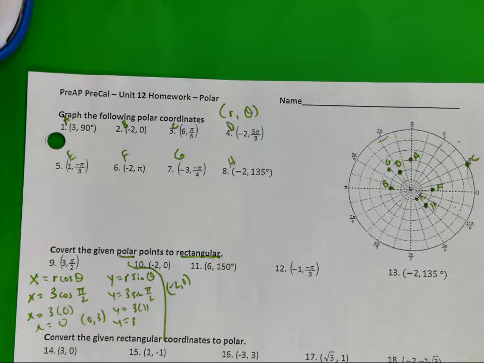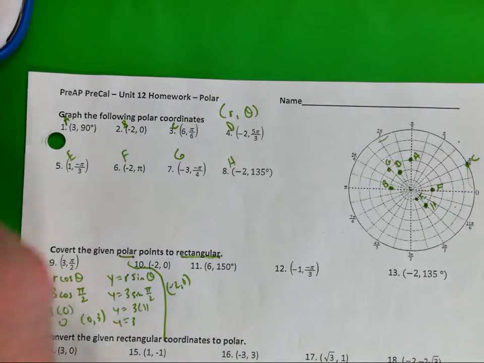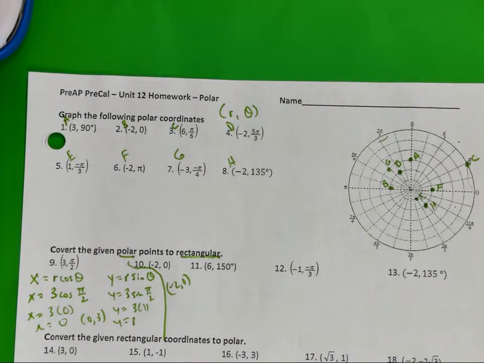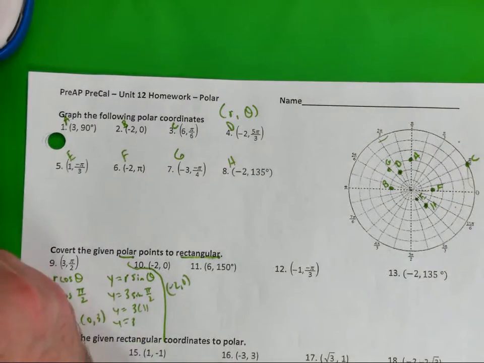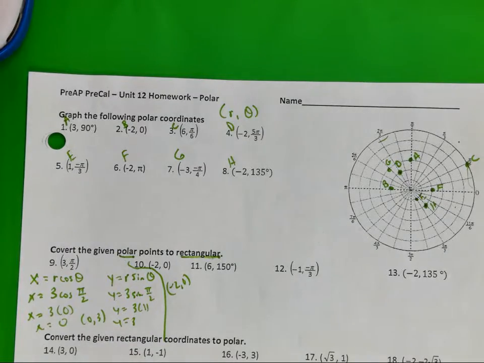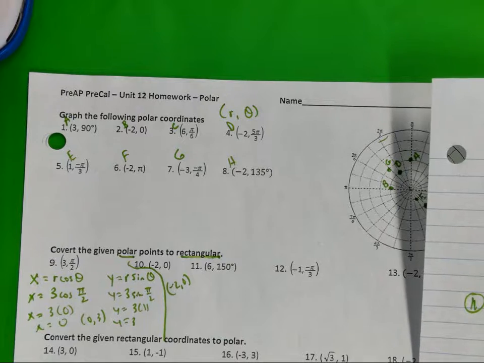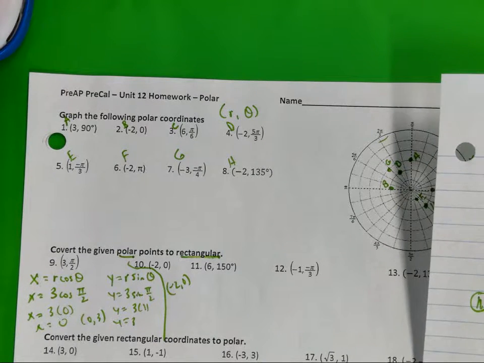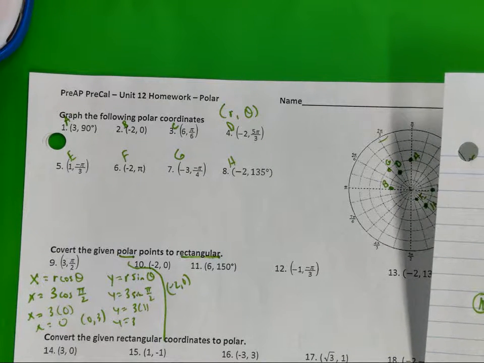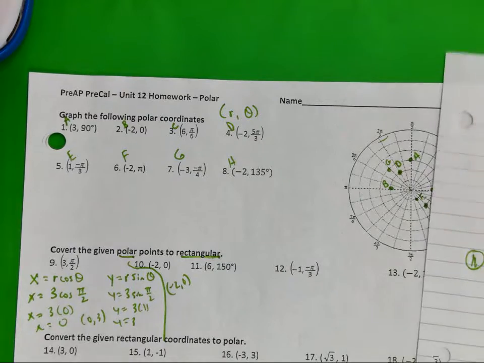Which one of those do I need to work? 15. What's another one? 17. Is there another one? Just those two? Okay. Are you sure? I'm going to work 18 as well. What did you say 16 was? 16 was 3 square root of 2, comma 3 pi over 4. Do y'all agree with that? Yes. Okay. I'm going to work 15, 17, and 18.